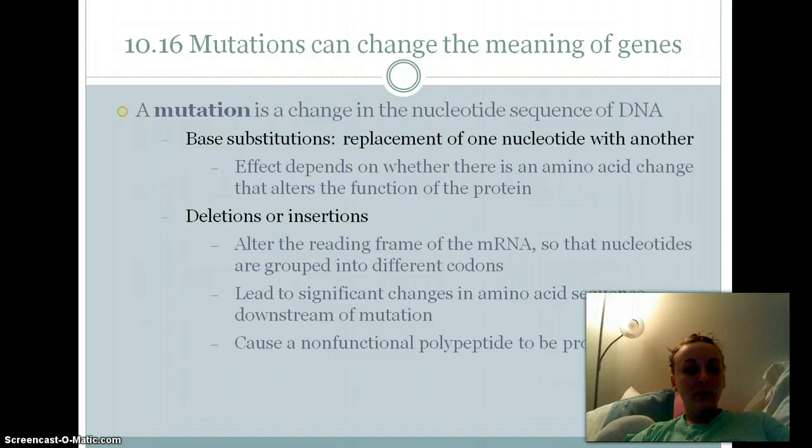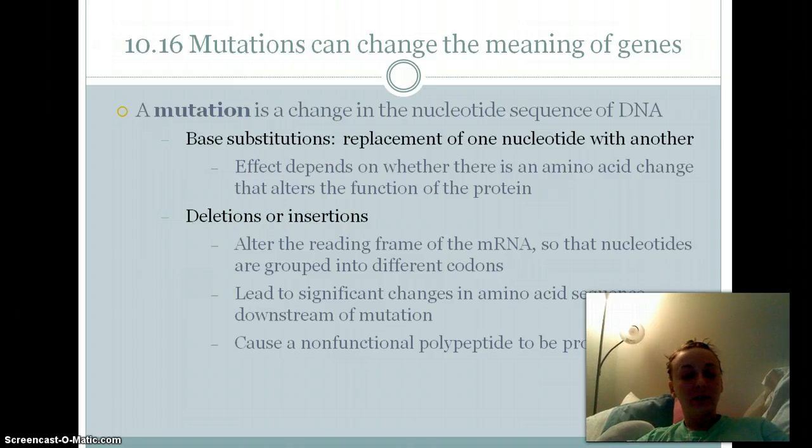Now there are 2 different major types of mutations. There are base substitutions, where we replace one nucleotide with another, like A with a G, and there are deletions or insertions. That's when nucleotides are grouped into different codons. With base substitutions, the effect depends on whether there is an amino acid change. If you notice when looking at the chart, sometimes more than one triplet code will code for one amino acid. So it's kind of redundant. If the change doesn't affect the protein being made, then we're fine.